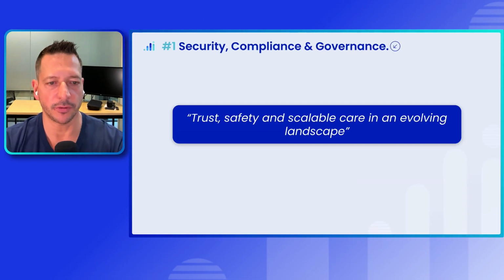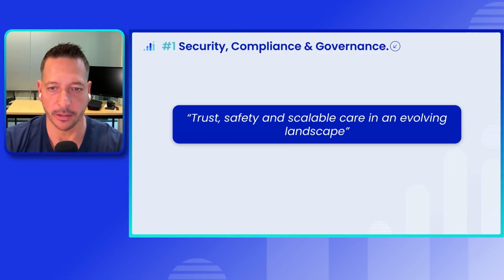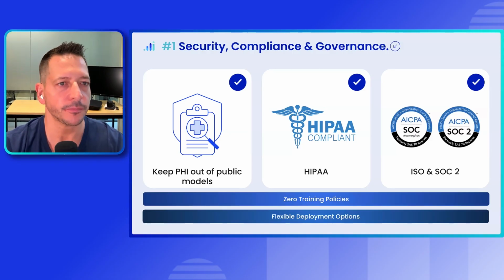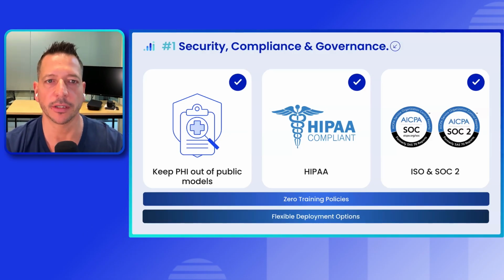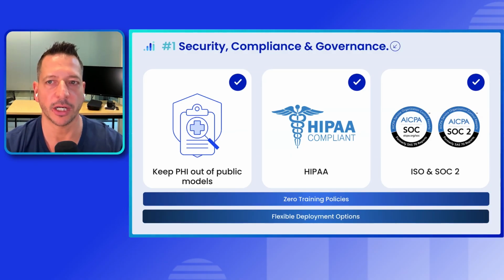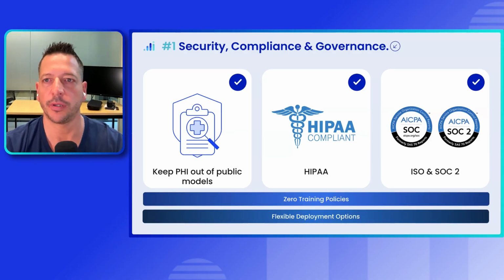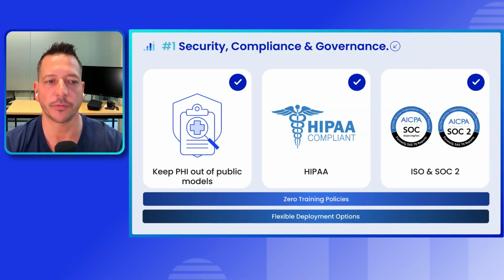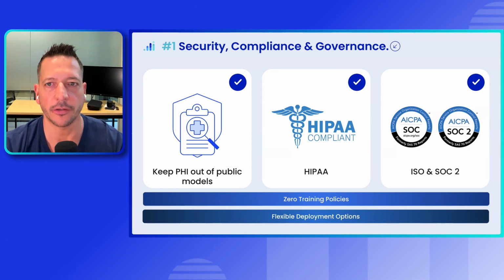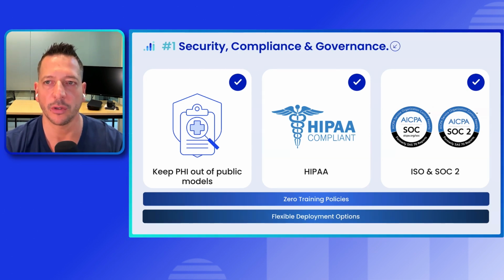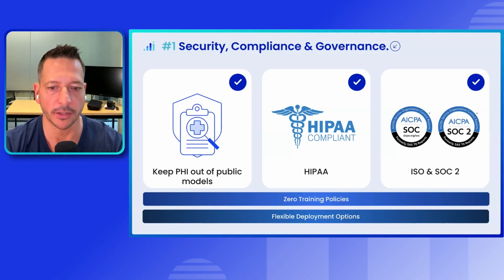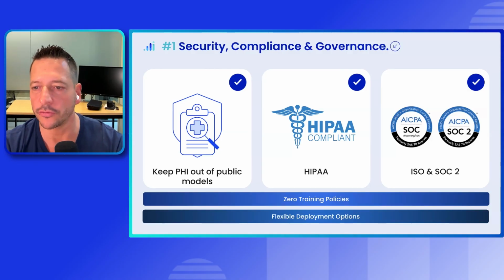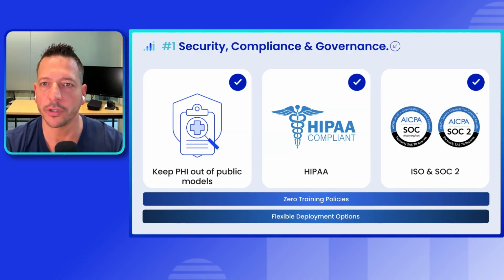So first and foremost is starting with security and compliance. And what we don't want to do is start taking information that is protected under HIPAA or has PHI in it and putting it into public models. So we want to make sure that any platform that you choose to use for AI is HIPAA compliant, that you have a business associate agreement in place with the providers you're working with on the AI side. The Airia platform is fully HIPAA compliant. The Airia platform is also ISO and SOC 2 compliant.